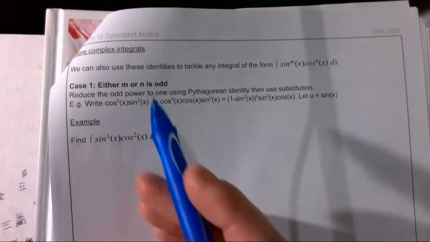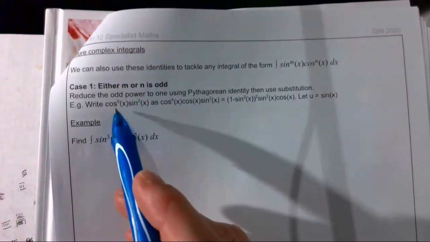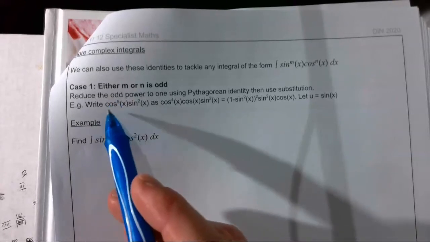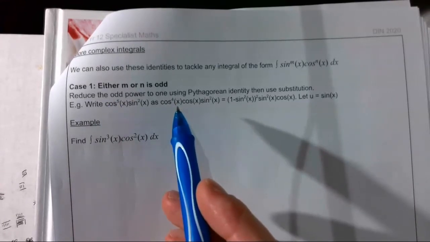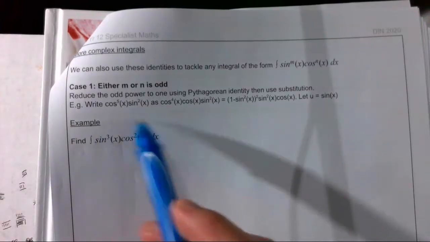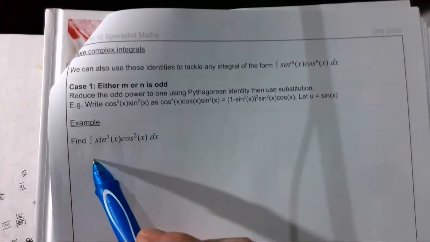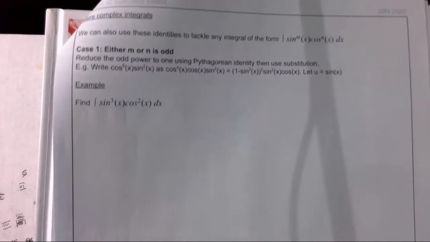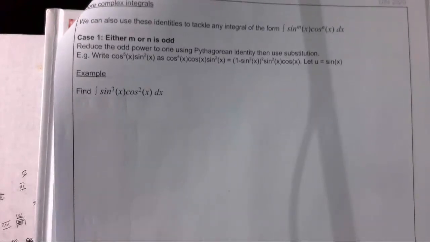So if you have an odd power, we reduce the odd power to 1. How? By using Pythagoras, by using cos squared equals 1 minus sine squared. And then once we've simplified and got the power to 1, we use integration by substitution. Have a go at that using this example, and when you're ready, I'll go through it.